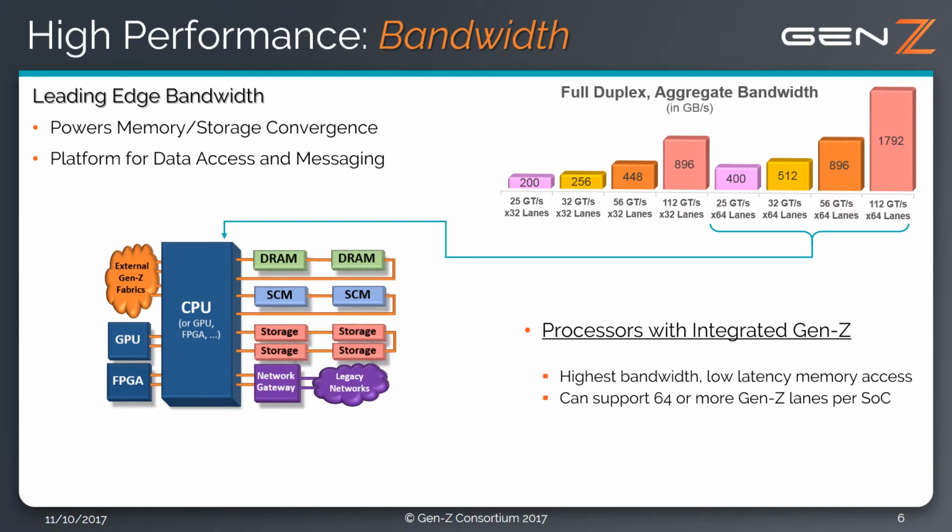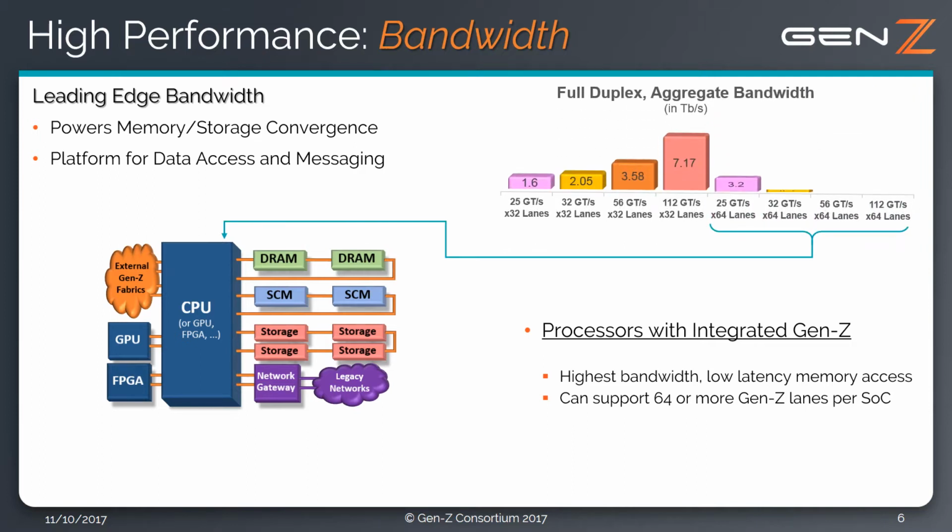For those viewers who prefer to see bandwidth numbers in networking terminology, here is the same chart that uses terabits per second for aggregate bandwidth. Based on the roadmap of link data rates, one can see that Gen Z offers the memory, I/O, block access, and messaging bandwidth necessary to feed the hungriest workloads in these high core count CPUs.